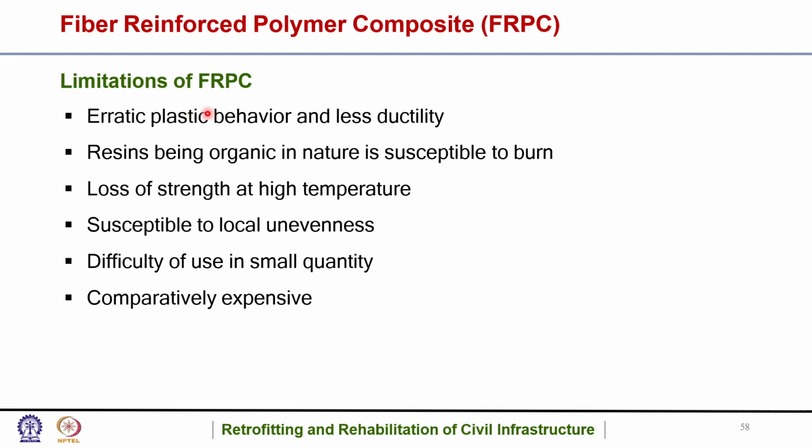The limitations of FRPC are that they have erratic plastic behavior and less ductility. The resins, being organic in nature, are susceptible to burning. They are susceptible to loss of strength at high temperature. They are susceptible to local unevenness, difficult to use in small quantity, and also comparatively expensive. So these are the drawbacks of using fiber reinforced polymer concrete composite.